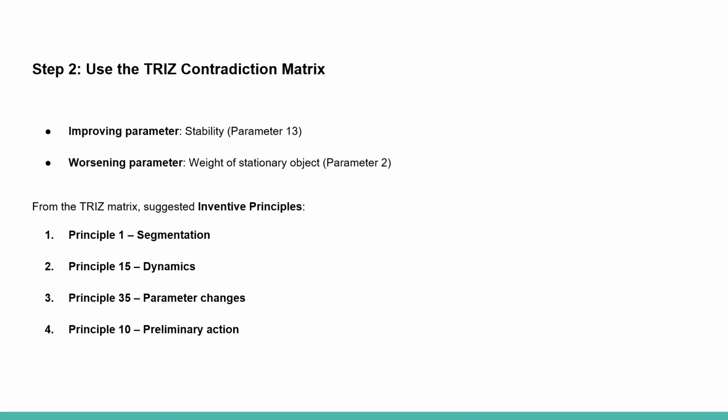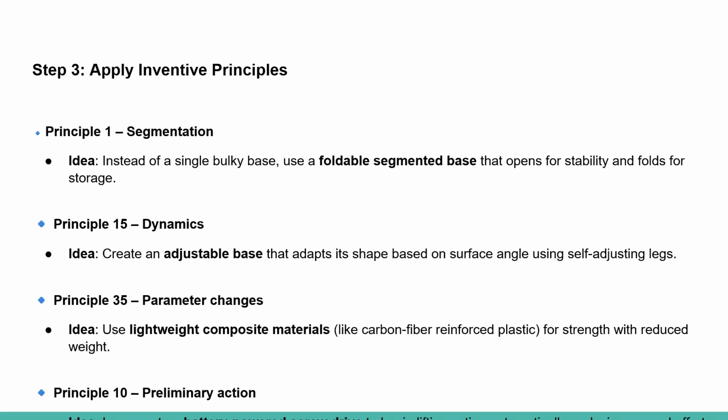In step 2, the matrix suggests the principles. According to the TRIZ contradiction matrix, the relevant innovative principles for this contradiction are Principle 1 segmentation, Principle 15 dynamics, Principle 35 parameter changes, Principle 10 preliminary action. These principles now guide us to create the innovative design.